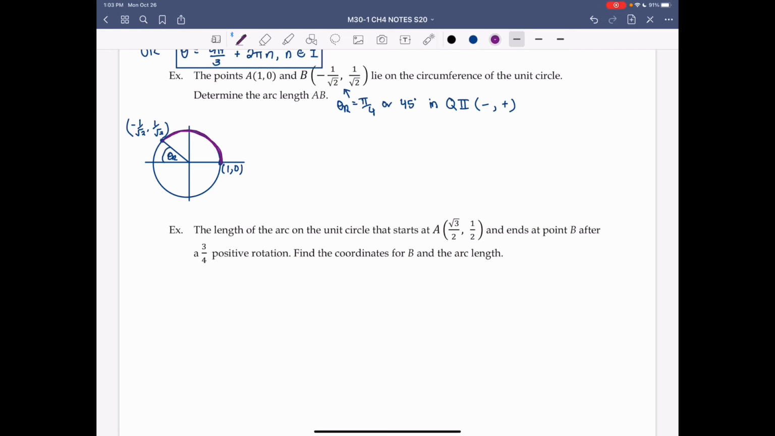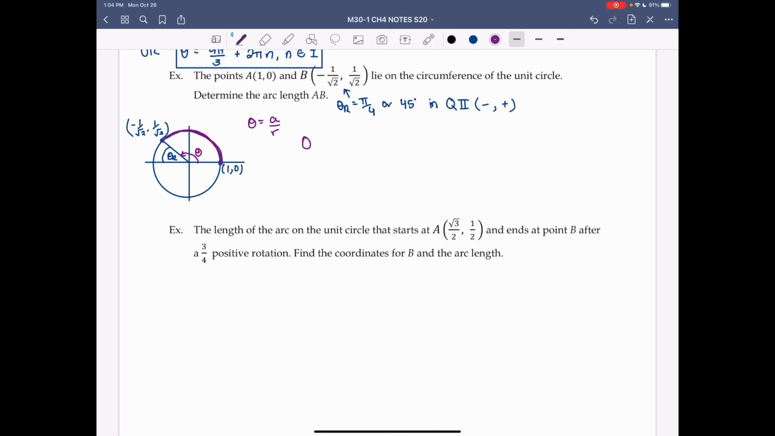Remember, the arc length formula is theta equals A over R. So we need to know theta in radians. It has to be in radians to use the arc length formula. And we need to know the radius. It's on the unit circle, so the radius is 1. We need to know theta then to calculate A. So theta would be here. We need to figure out what that is in radians.